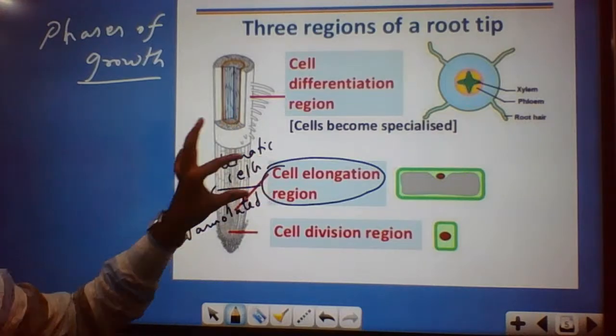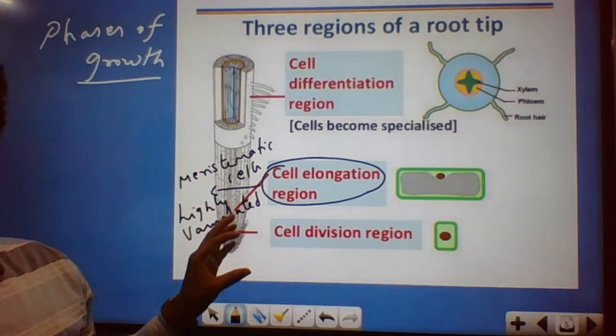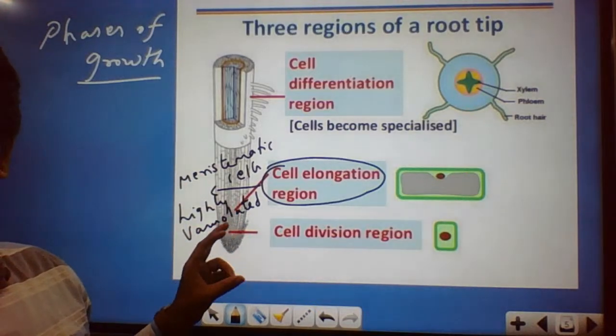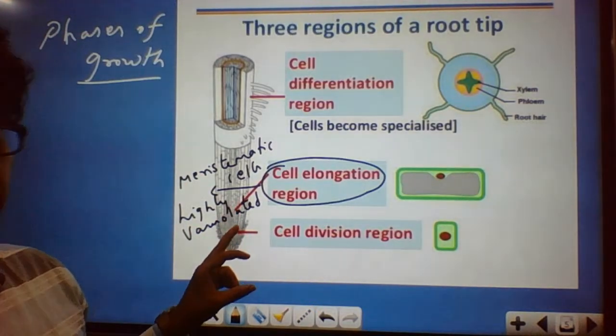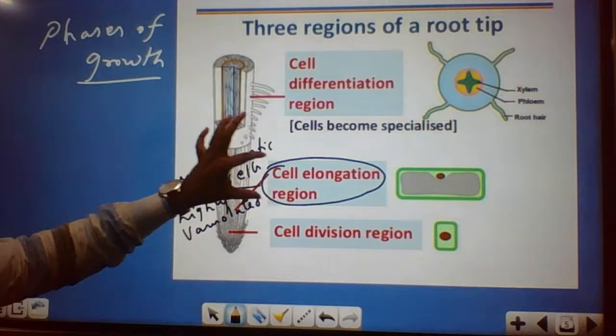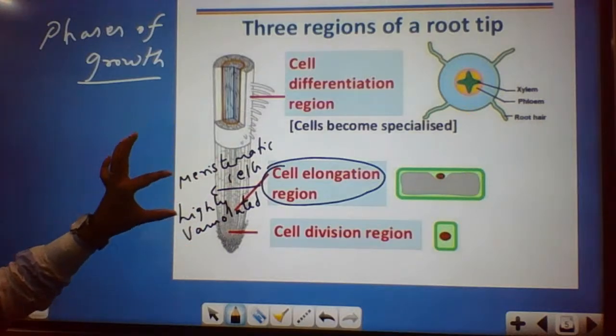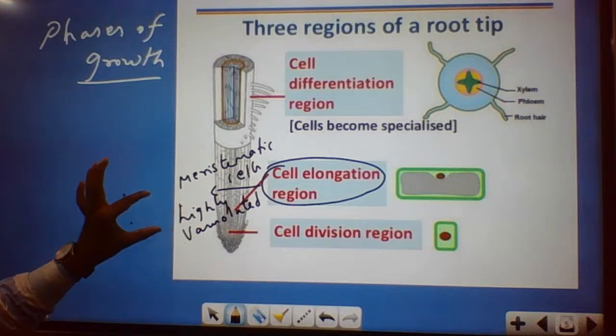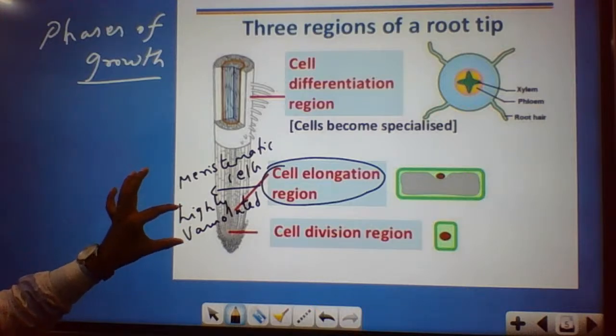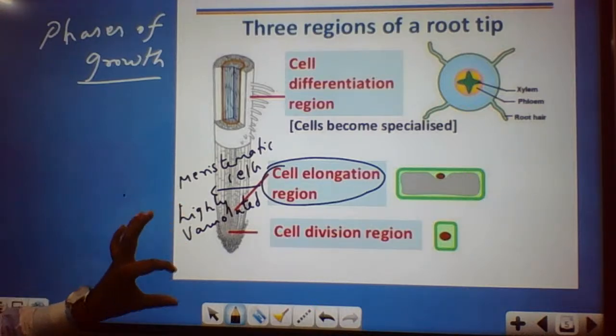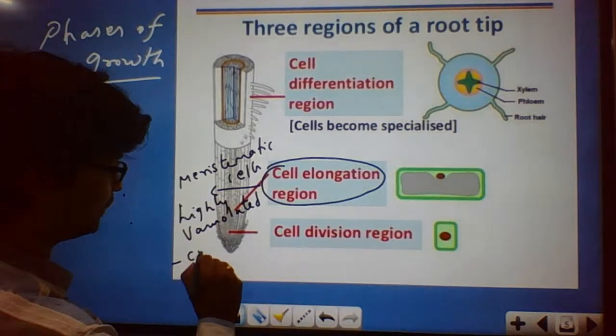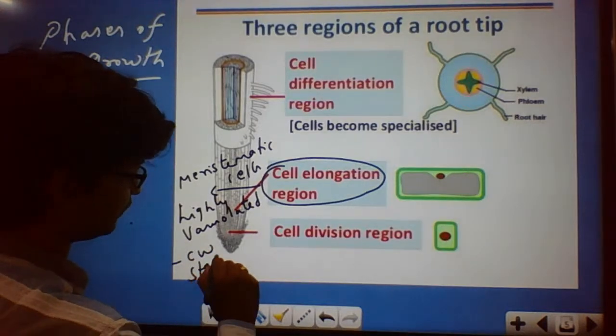We're talking about plant growth and development. Usually the cell elongation region consists of meristematic cells and is highly vacuolated, and here the cell wall starts accumulating. These are the features that you could see.